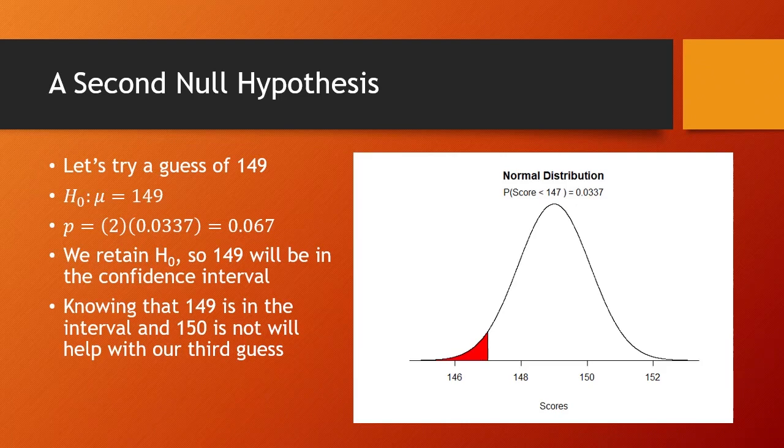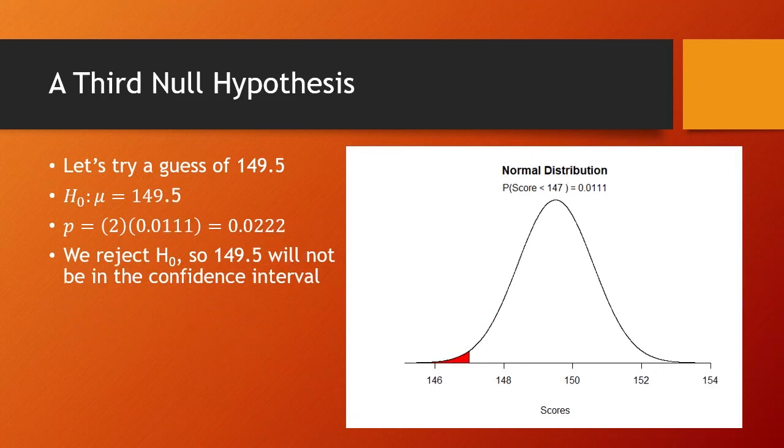I'm trying to find the cutoff between where I reject and retain, and it's going to be somewhere between 149 and 150. So let's try a guess of 149.5. This time, the probability of obtaining a sample mean of 147, which is what we obtained, or less is 0.0111. Multiply that by 2, and that's 0.0222. That is less than alpha of 0.05. So 149.5 will not be in our confidence interval.